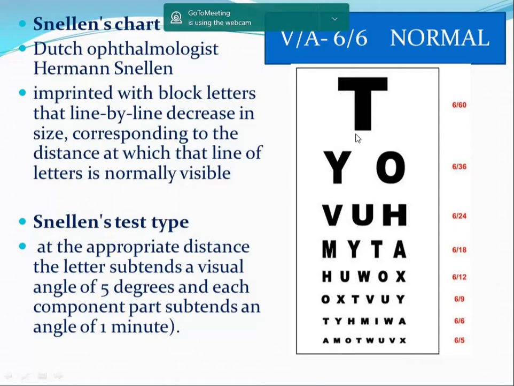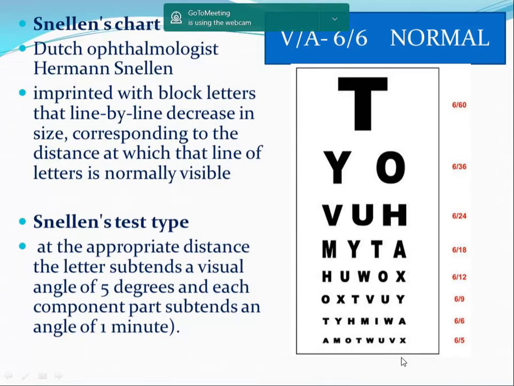The specialty is that from that particular distance, each letter subtends an angle of 5 degrees, a visual angle of 5 degrees. That means from 60 meters, this particular letter subtends an angle of 5 degrees, and this one from 36 meters.